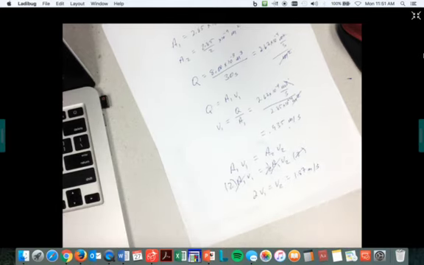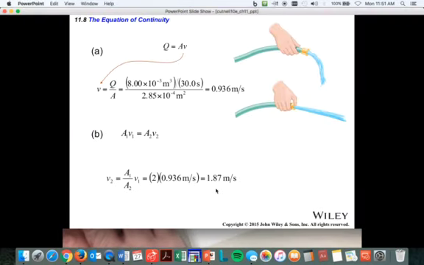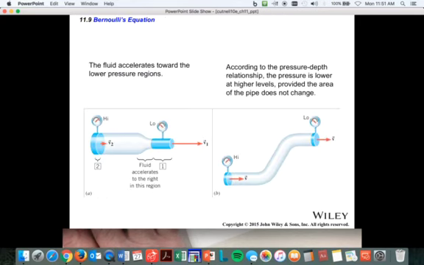Boy, I hope that's the right answer that they came up with. I didn't check the slide, so I want to make sure. Yep. Cool. Now we'll talk about Bernoulli's equation in the next episode.